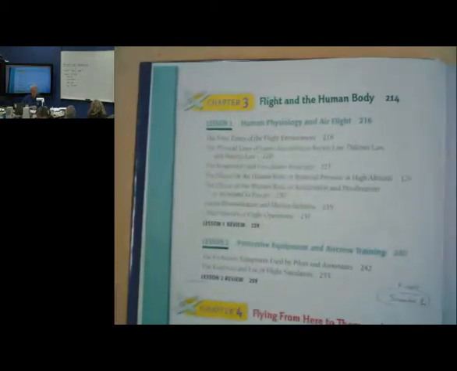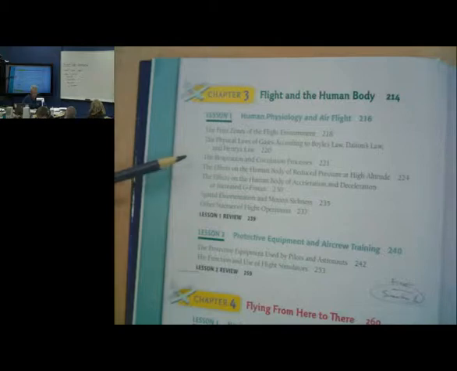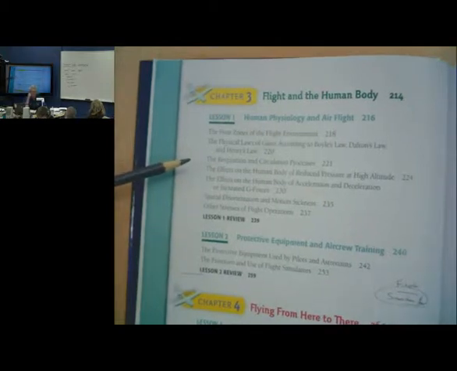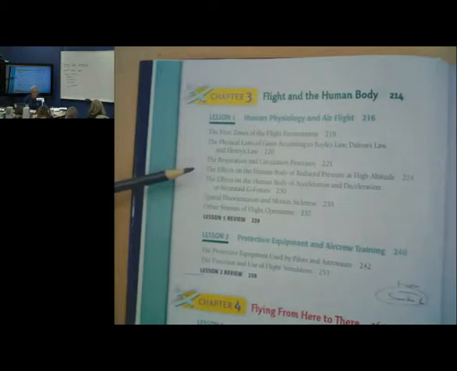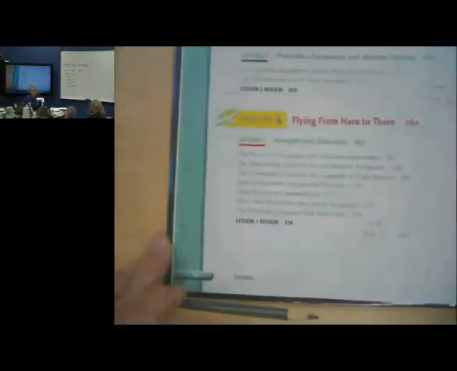A couple months ago, we went through human physiology. We talked about the expansion of the gases. Two of the crashes that you guys will investigate have to do with the physiology of the crash. The plane was operating perfectly well, and the humans had some issues, and they ended up crashing the plane. We talked about navigation, the history of navigation.